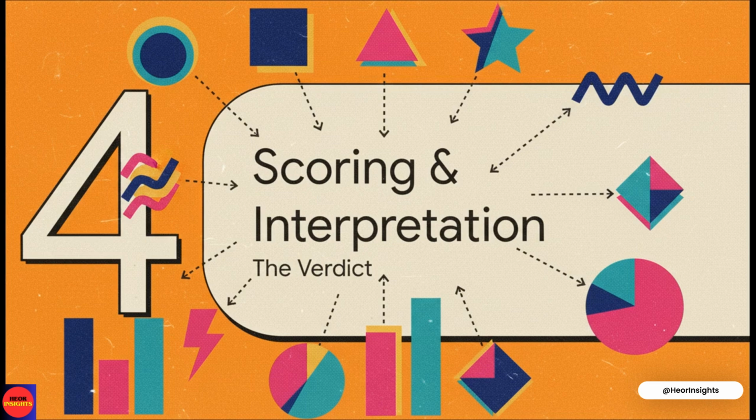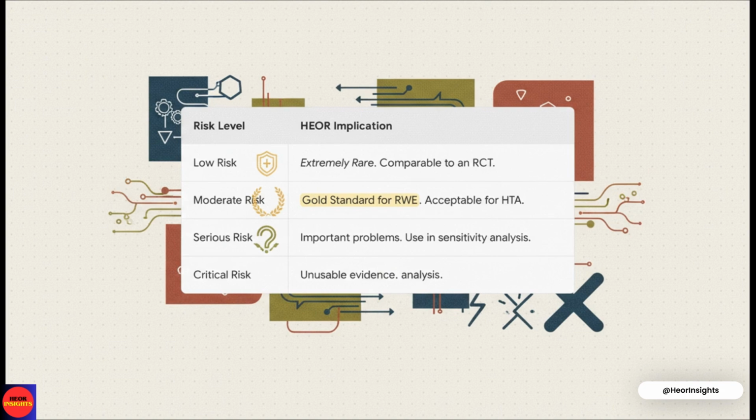So after you've worked through all 7 of those domains, the findings get combined into an overall risk of bias score. Let's take a look at what those scores actually mean in practice. There are 4 main categories. A low-risk rating means the study is basically as good as a well-done RCT. Honestly, this is incredibly rare for RWE. Moderate risk? Now that's the gold standard for real-world evidence. It's what you're aiming for, and it's generally considered acceptable for HTA submissions. A serious risk rating flags some major problems, and you'd really only use that study in a sensitivity analysis. And finally, critical risk means the evidence is just too flawed to be useful. You'd exclude it from your analysis altogether.